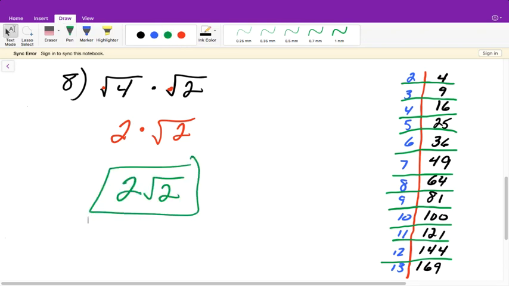All right, so this one was actually really easy. There was really nothing that we needed to do except for just take the square root of 2 and then simply multiply them and write them next to each other. All right, so that is it for that one.